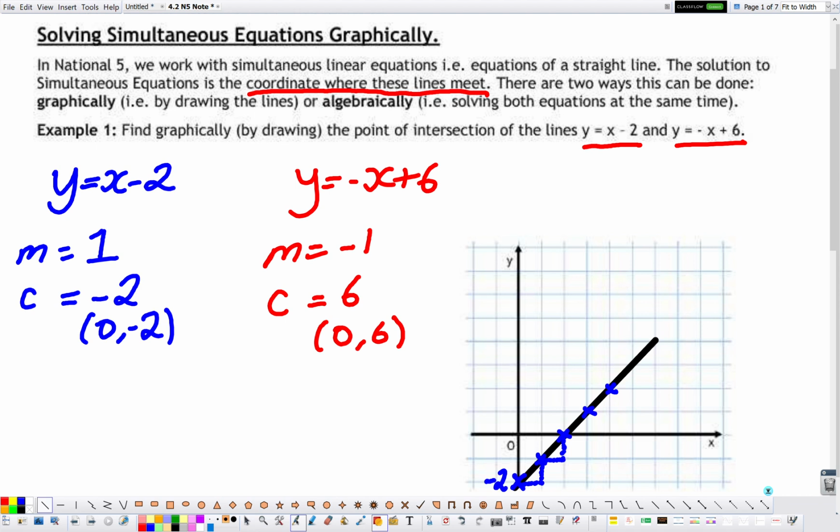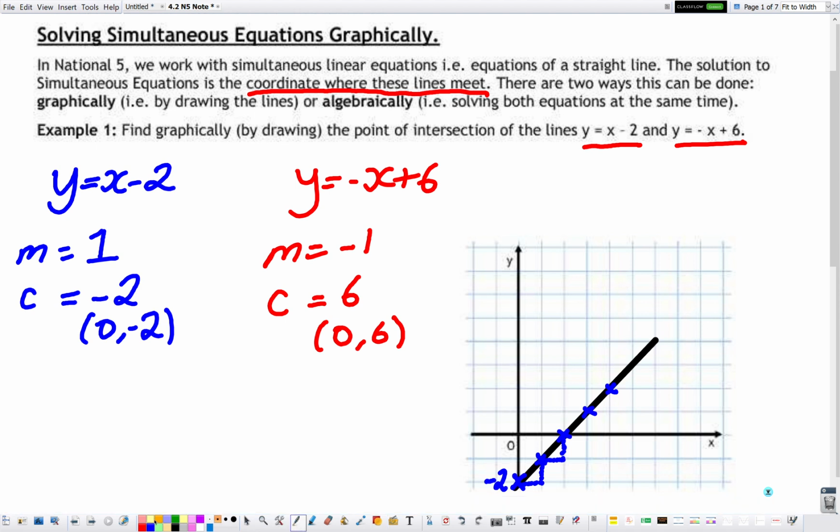The red line now, which is minus x plus 6. Now we start with our y-intercept, which is 0, 6, so count up 6 boxes, 1, 2, 3, 4, 5, 6. Gradient of minus 1 this time means that every time we go along one box we go down one box. So we're going to continue on that pattern and you will see obviously these two are going to meet.